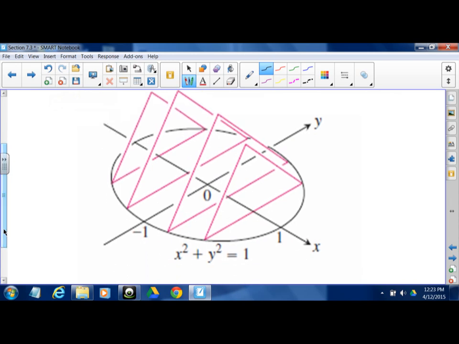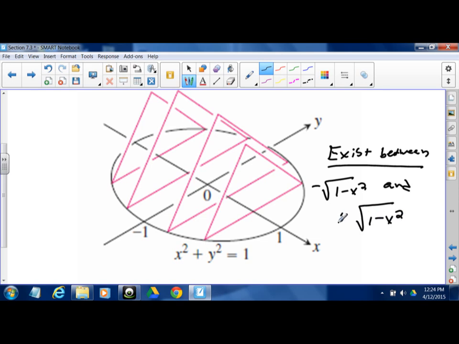Equilateral triangles. Once again, this circle, x squared plus y squared equals 1. This circle is split up into two parts, the positive part and the negative part. So these cross sections, even though they're triangles now, still exist between negative root 1 minus x squared, we'll do the negative first since it's the smaller, and root 1 minus x squared, right? And these are all y equals, of course. Okay, so they exist between those two values.